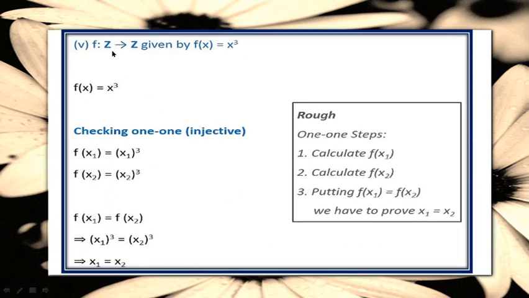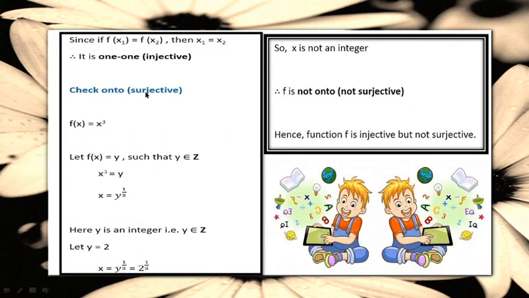Fifth part: the function is defined from integers to integers, and the function is f(x) equal to x cube. For one-one, we take f(x1) equal to f(x2), so x1 whole cube is equal to x2 whole cube, cubes are cancelled, and x1 is equal to x2. So this is one-one function.